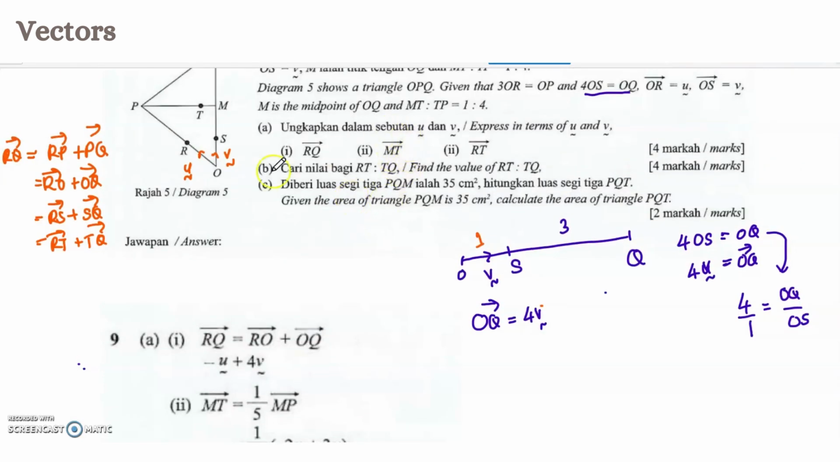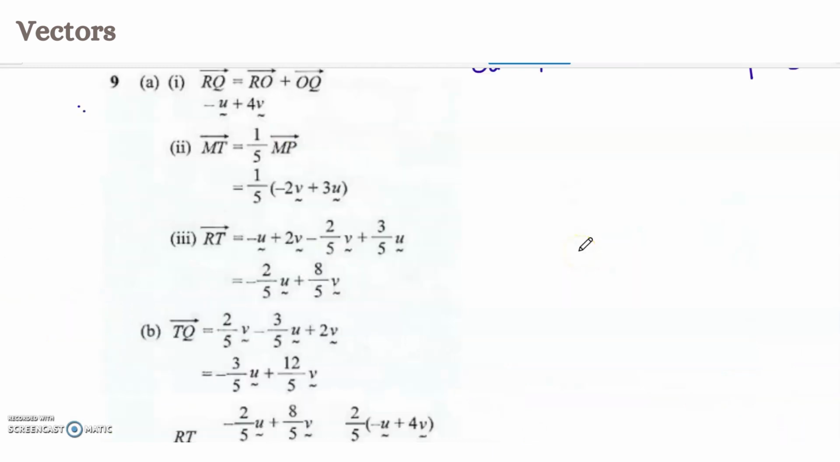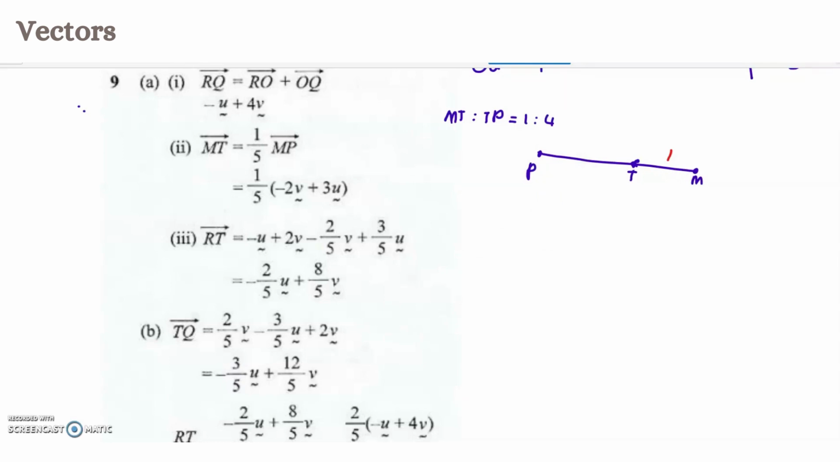Okay, next is the vector MT. So we can get MT from this ratio. MT to TP is equal to 1 to 4. Okay, so now we draw the line MTP. As we can see, the line is M and then we have T and then we have P here. So 1 to 4, it's located here for MT, and then TP is 4, so it means that the whole line is in the ratio of 5.